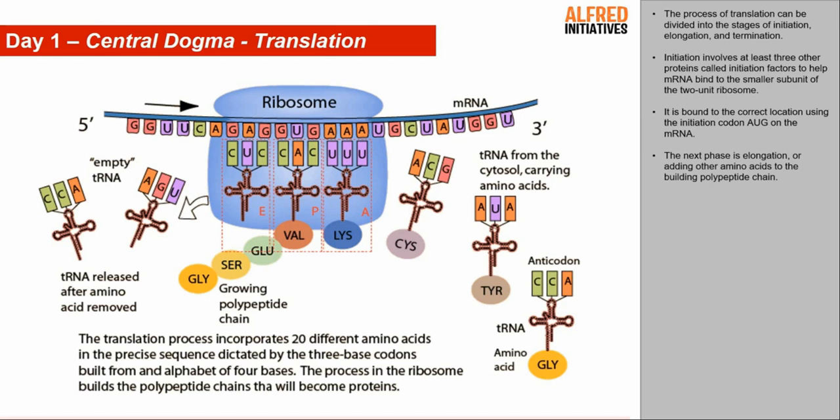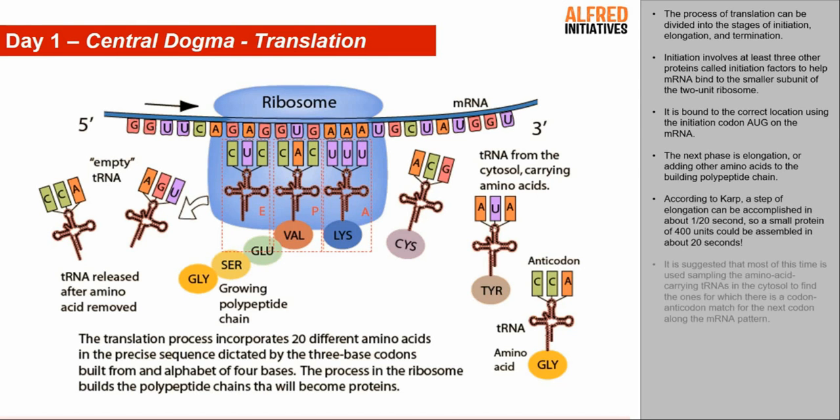The next phase is elongation, or adding other amino acids to the building polypeptide chain. According to CARP, a step of elongation can be accomplished in about 1 to 20 seconds, so a small protein of 400 units could be assembled in about 20 seconds. It is suggested that most of this time is used sampling the amino acid carrying transfer RNAs in the cytosol to find the ones for which there is a codon-anticodon match for the next codon along the messenger RNA pattern.